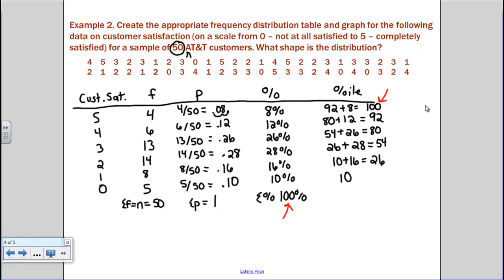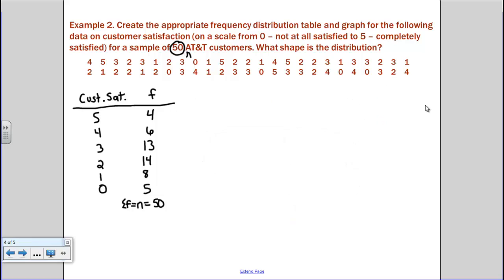Now let's look at creating the frequency distribution graph, which we already identified needed to be the histogram, and then identifying the shape of that distribution. So when you create your frequency distribution graph, you first want to plot your y-axis and your x-axis. Now remember, your x-axis represents the different values for your variable. So let's go ahead and provide the label for what we are measuring. We're measuring customer satisfaction. I'm going to abbreviate that.